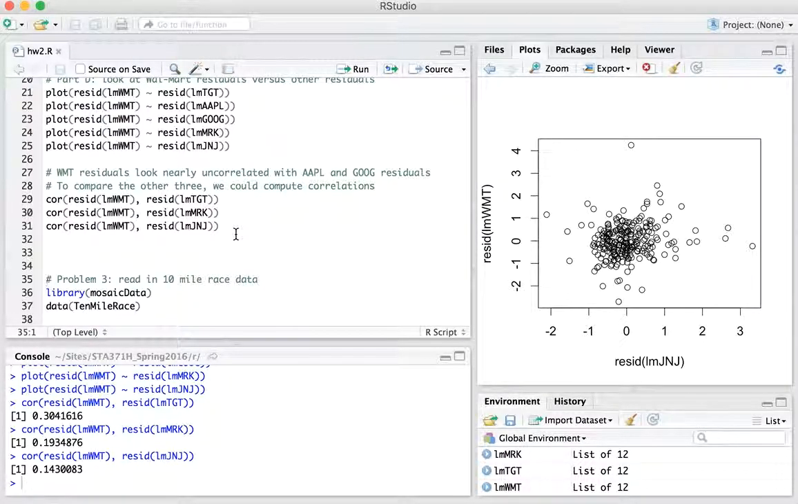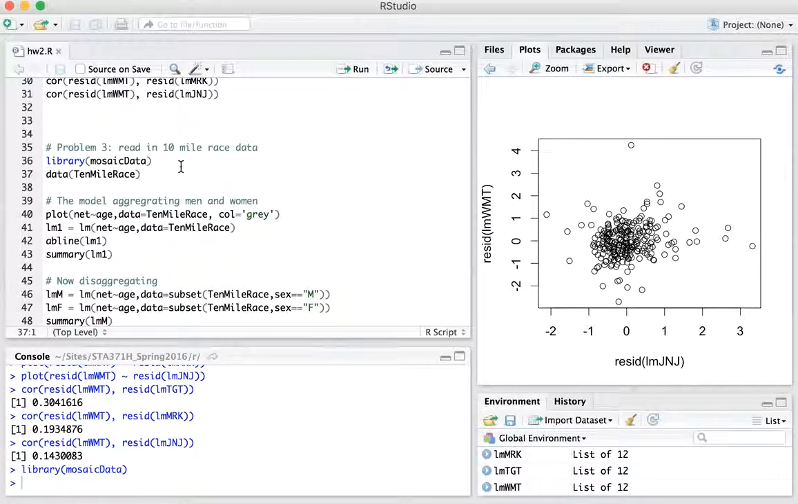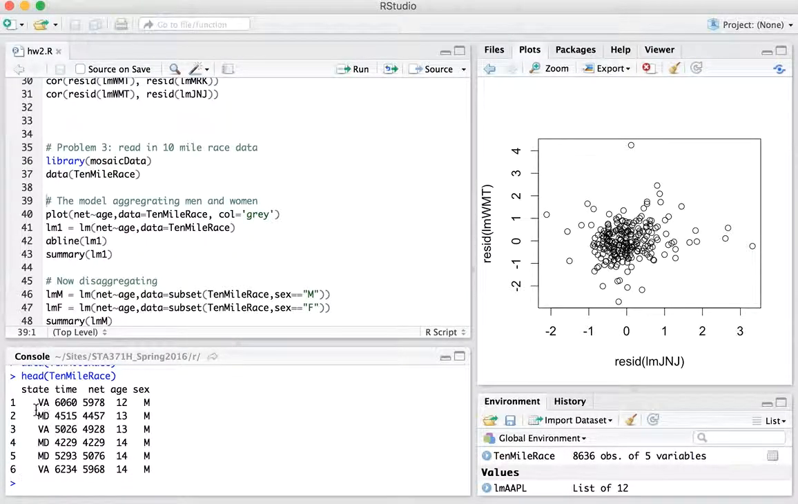Let's move on to the next problem, which is data from the 10-mile road race that happens under beautiful cherry blossoms every spring in Washington, D.C. So this data set is actually contained within the Mosaic data library. So we load the Mosaic data library, and then we load the 10-mile race data contained in that library using this command right here on my line 37. And now the 10-mile race is available for our inspection. So we could look, for example, at the first 6 lines of it. And we can see every line here corresponds to a runner. We've got their age in years, whether they're male or female.